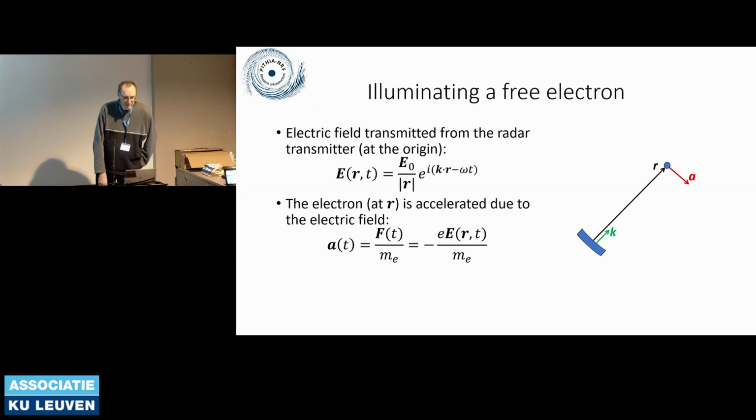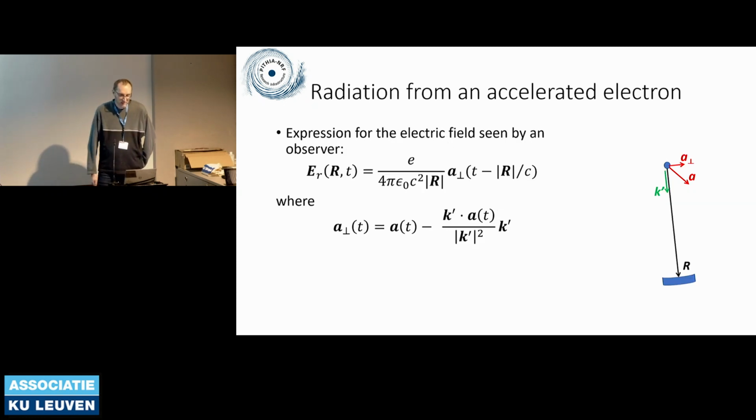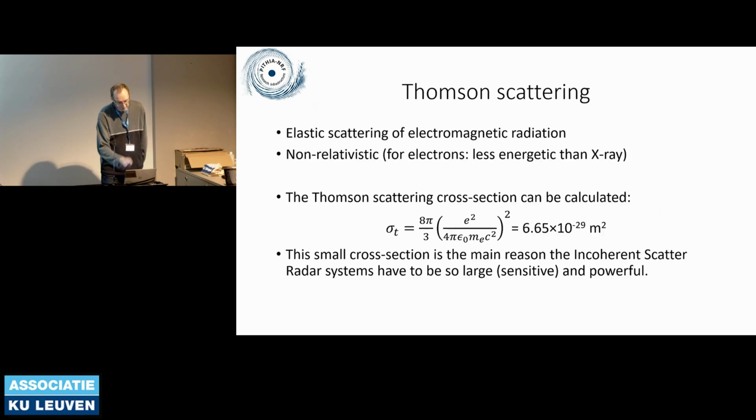So what do we actually look at? We look at the free electrons, which requires an ionosphere. So we transmit the electric field, that's a radio wave from the radar at the origin in this system, and the electron is then accelerated due to the electric field. And when you have an accelerated electron, it will also transmit a signal, and we can receive that. And this process is called Thomson scattering.